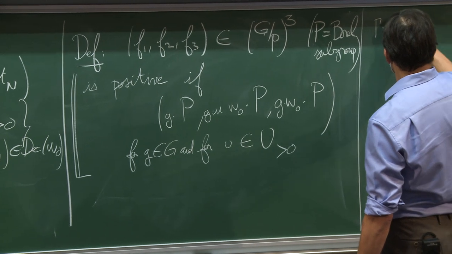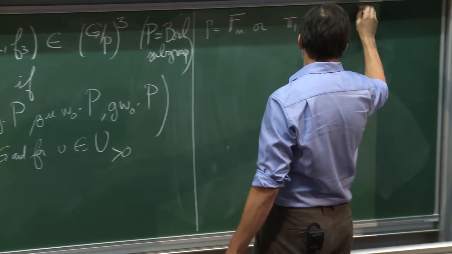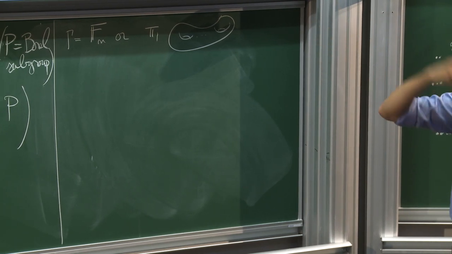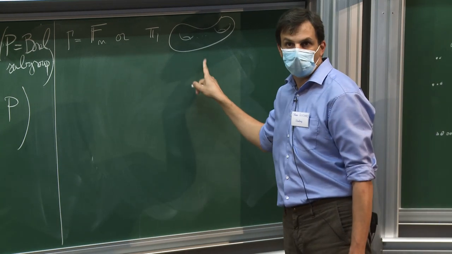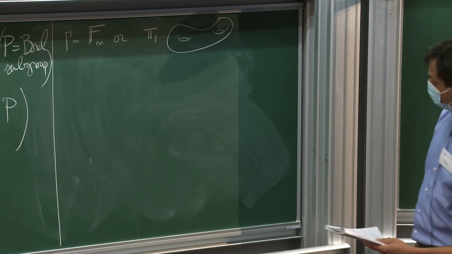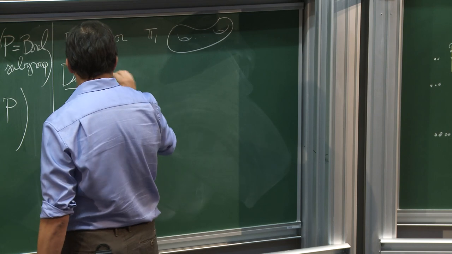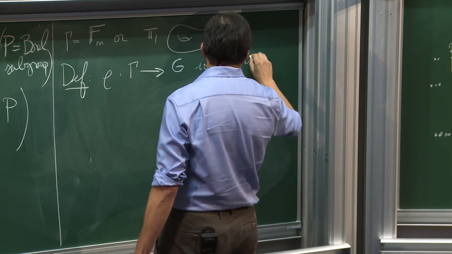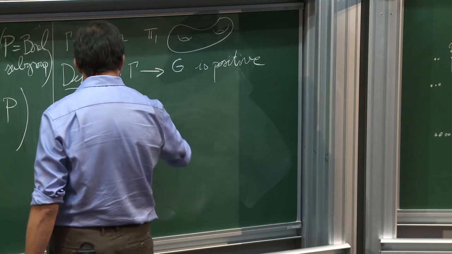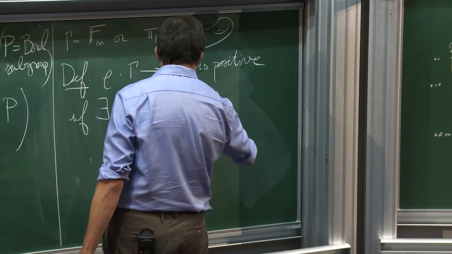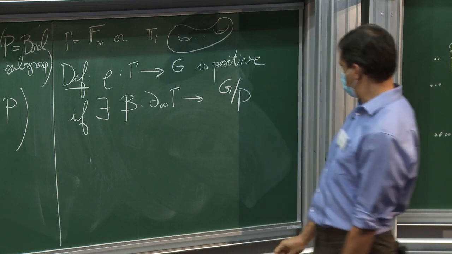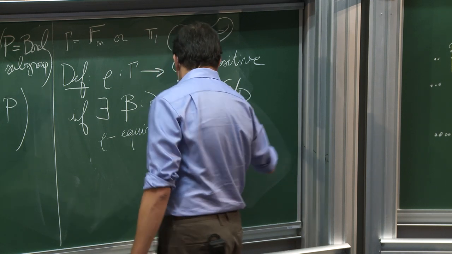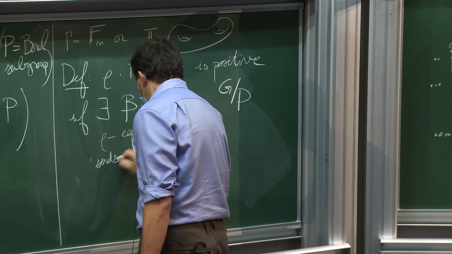Now if gamma is a free group or a fundamental group of a surface, or a group that has a cyclic structure on its boundary, but there are not many other examples in these two families, then I can define a representation rho from gamma to G to be positive if there exists a map beta from the boundary of the group to G mod P that is rho-equivariant, and that sends a positive triple to a positive triple.